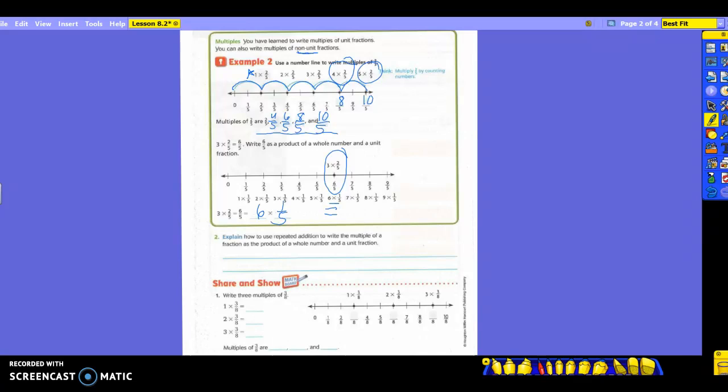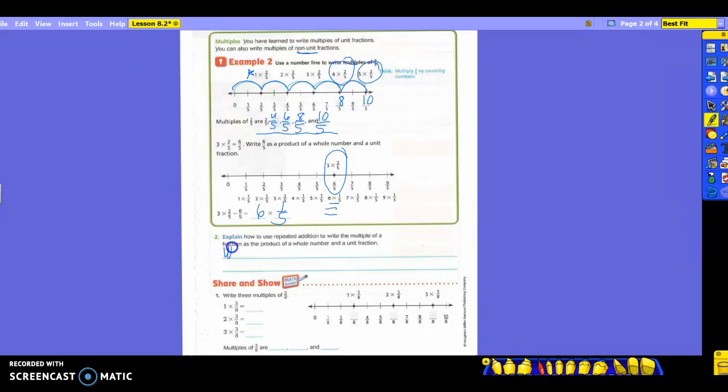Okay, explain how to use repeated addition to write the multiple of a fraction as a product of a whole number and a unit fraction. This is what some of you tried to do yesterday. Instead of writing these, you wanted to write the unit fractions out. So how can I use that repeated addition? Bless you. So I'm going to write the fraction as a sum of what? The unit fractions, like we have done already prior to this, right?